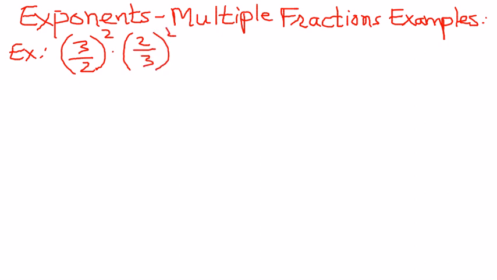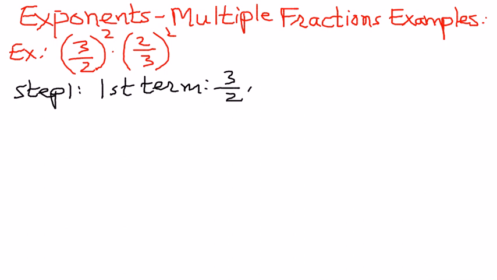Now, what do we do? We want to break it down into different steps. In step number 1, we're going to identify the base term and the exponential term, and in step 2, we'll apply the concept. So in step number 1, let's write it down here. What is the base term for the first term? For the first term, the base term is 3 over 2, and the exponential term is 2. And for the second term, the base term is 2 over 3, and the exponential term is 2.